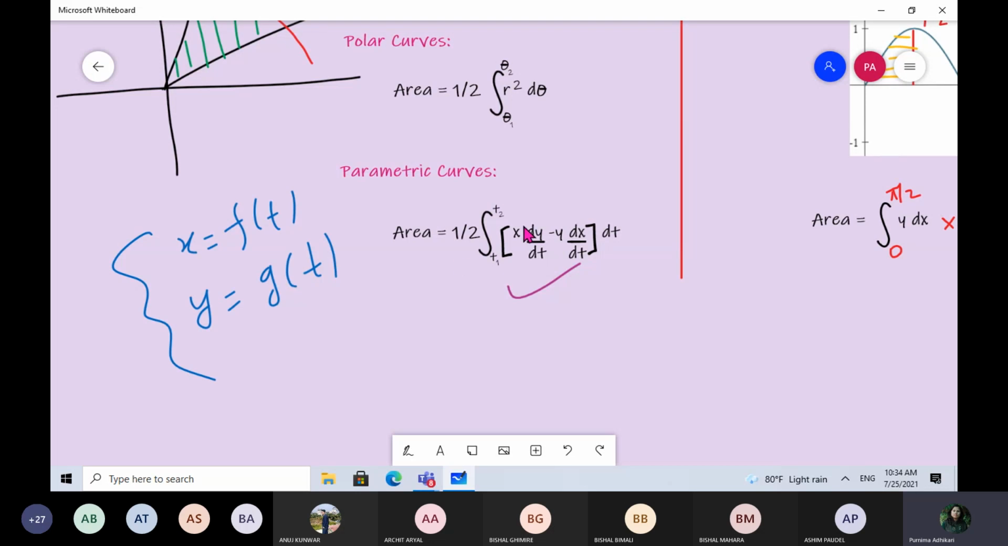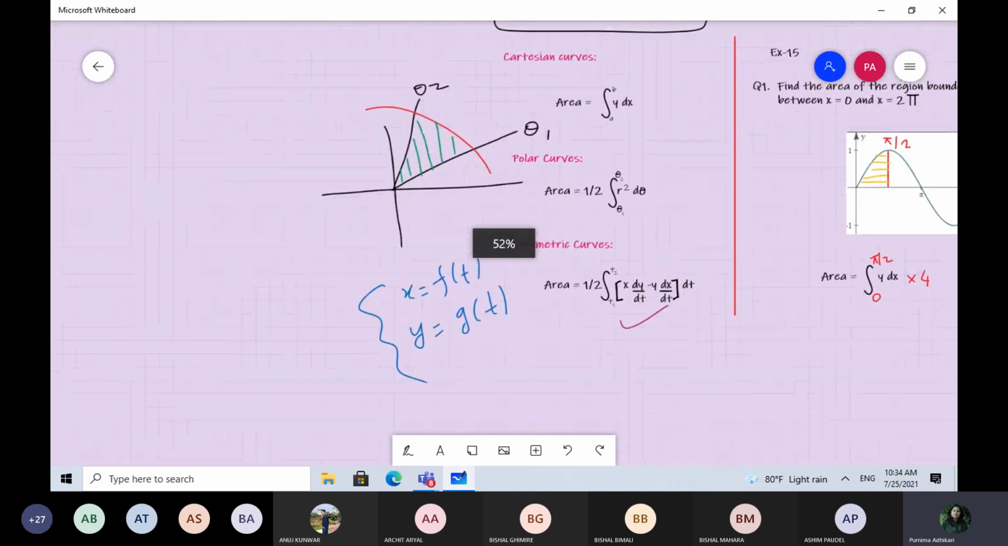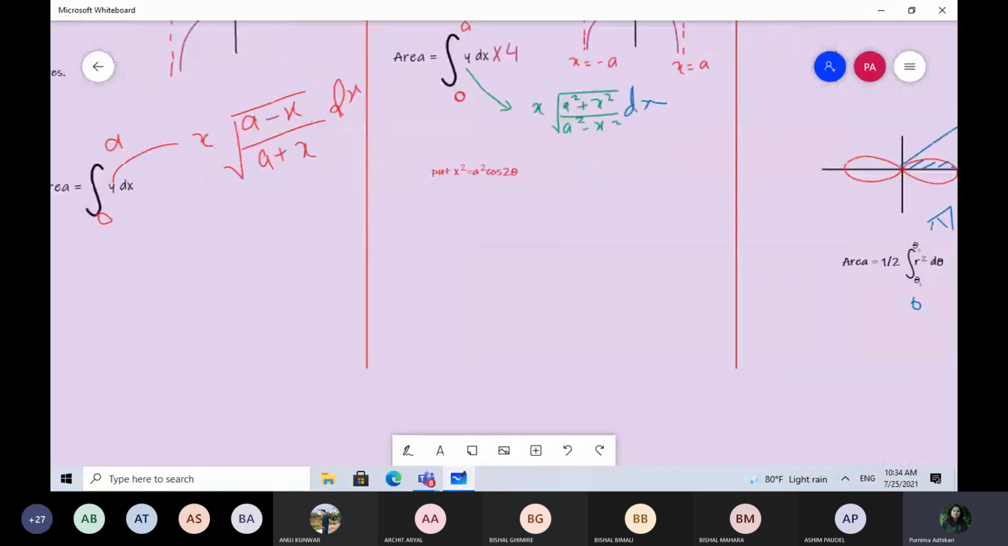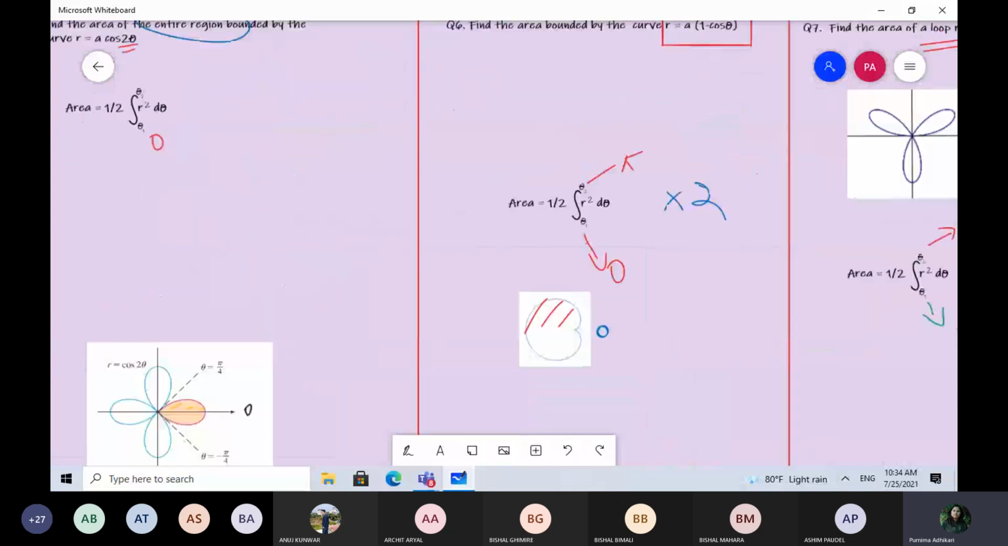So you see, to apply our formula, you need to differentiate x and y with respect to t first, and then use it here, and we will calculate. Then we will integrate to get the result. So there is one question where we will apply this formula directly.